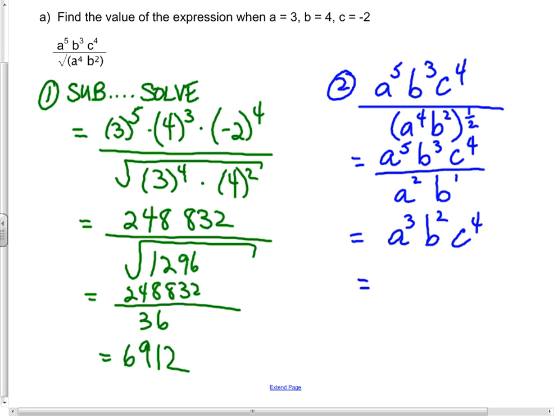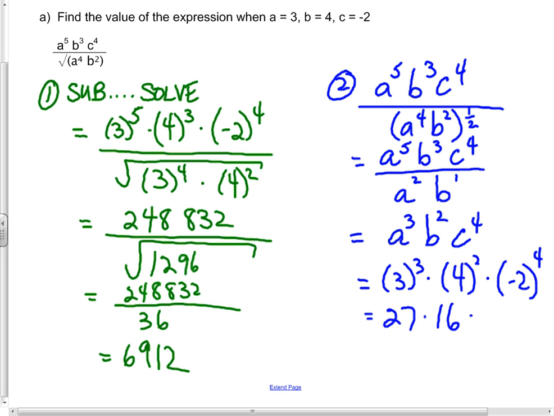I'm going to substitute my values now. It would be 3 cubed times 4 squared times (-2) to the power of 4. So I have 27 times 16 times 16 again. And of course, we all know that that's 6912.